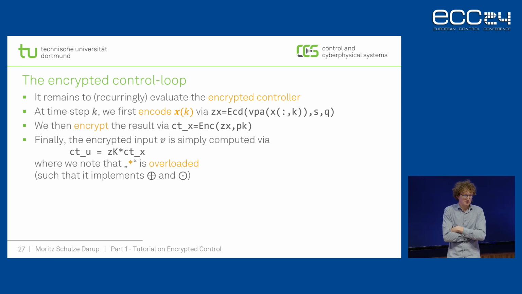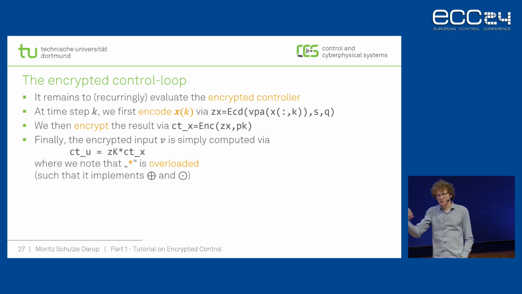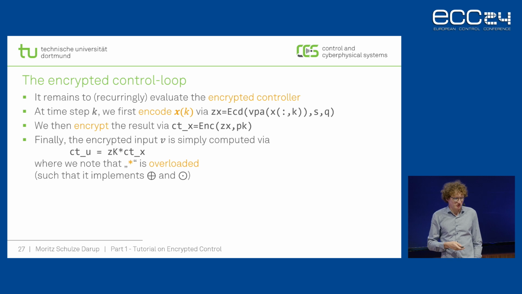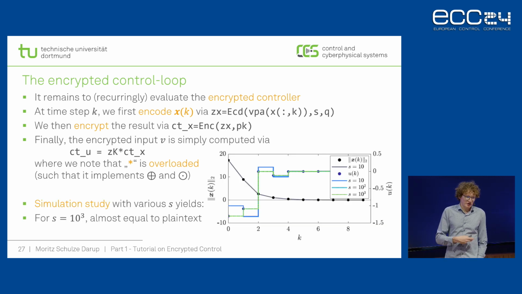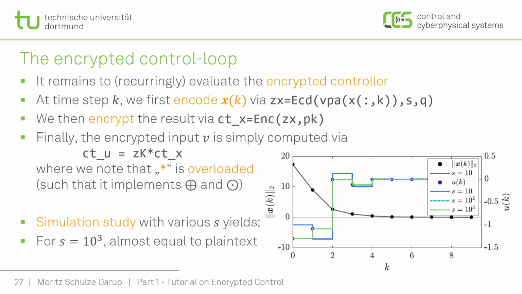However, for convenience, we simply overloaded the multiplication operator, and hence you can write this as you would write in plain text, but under the hood, everything which we just mentioned happened using these homomorphic operations. Okay, and then we can apply it and run the simulation for our benchmark system. And well, the result is not too surprising. The benchmark system is stabilized.